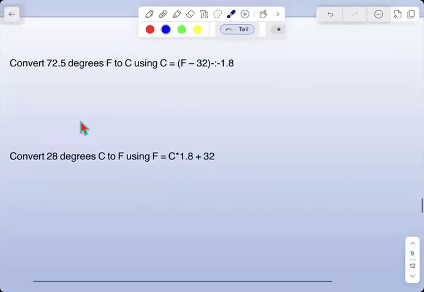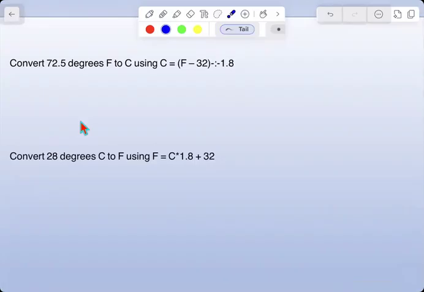Now we have some conversions from Celsius to Fahrenheit and Fahrenheit to Celsius. I'm trying to see if that's on the conversion sheet. I don't have the official conversion sheet here in front of me, but take a look. If it's on there, great. You get to use it during the test. If it's not on there, you want to memorize it.